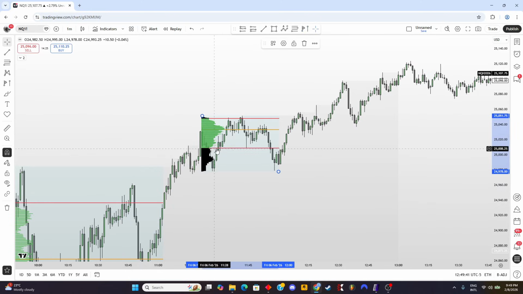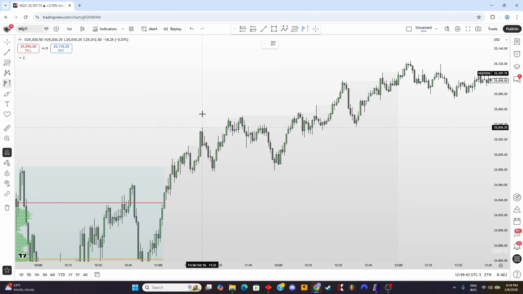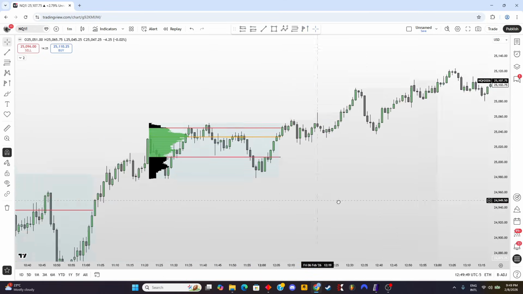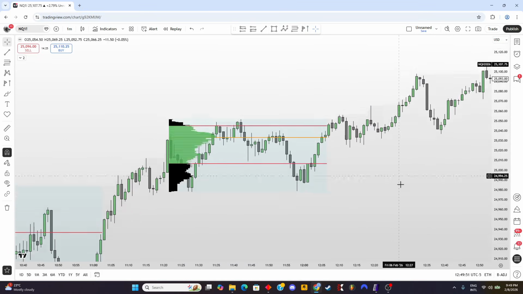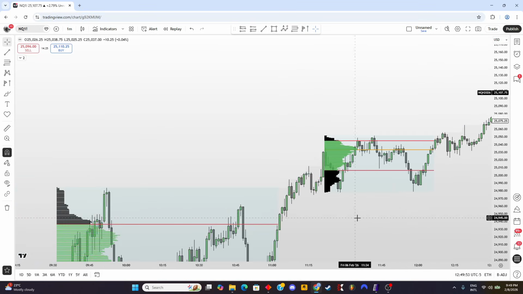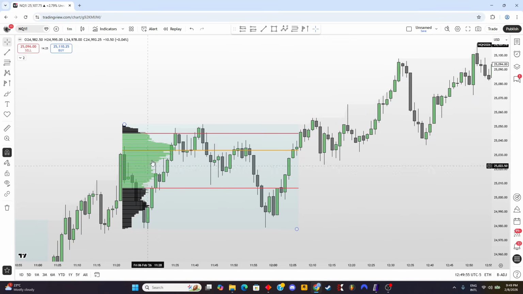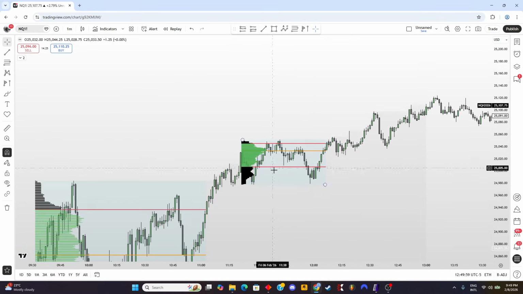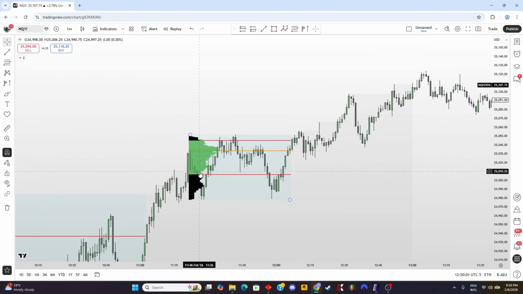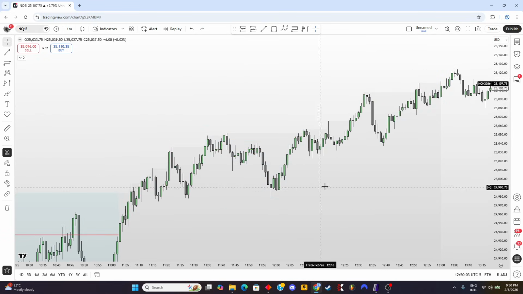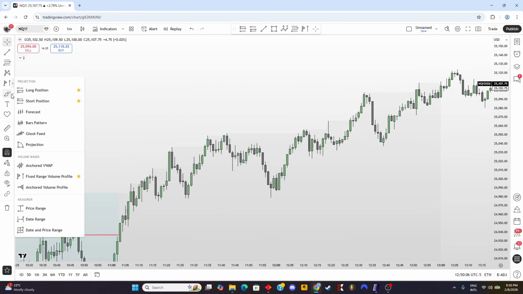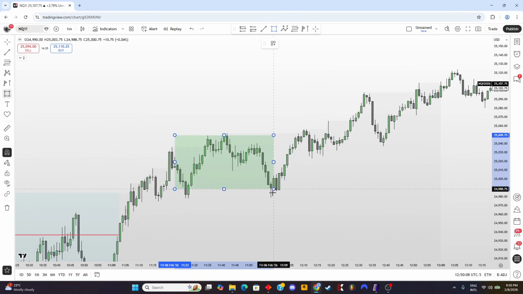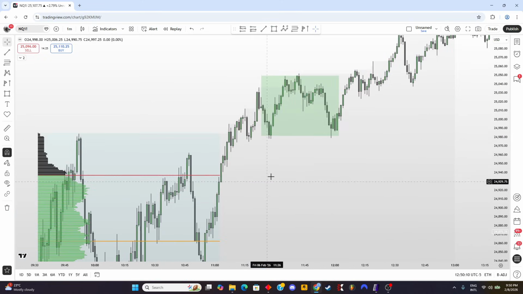And then within this consolidation, you're going to see, let's just draw it from here till here. Now you can clearly see, guys, this is a P-shape, kind of P-shape, but again, it is consolidation. Okay, but also it's kind of like a D shape as well. So now, first thing first, you identify consolidation. Okay, we have this significant consolidation above the value area high.